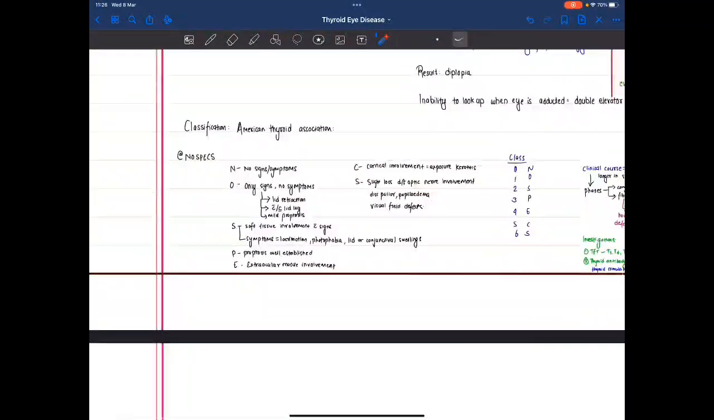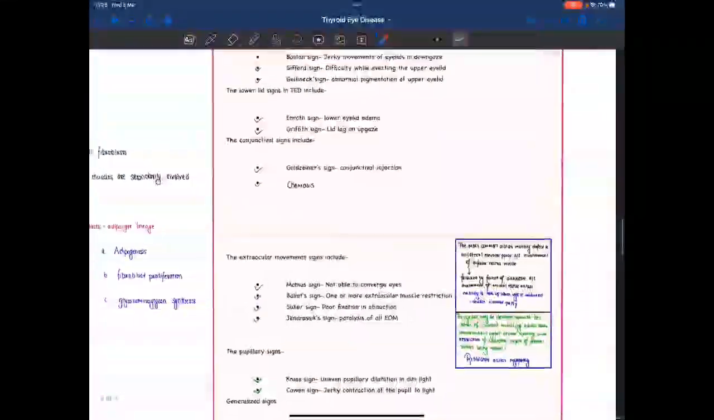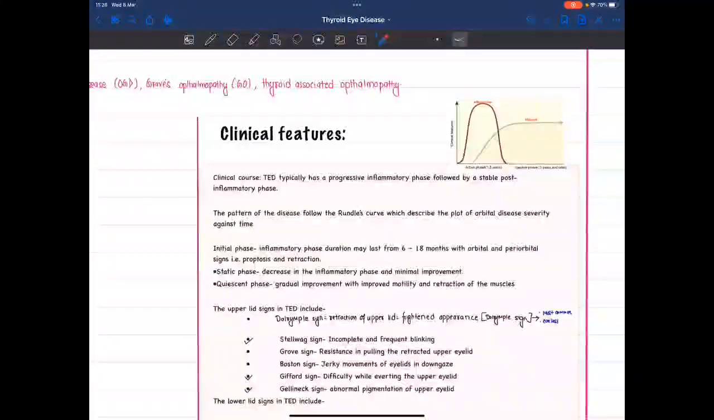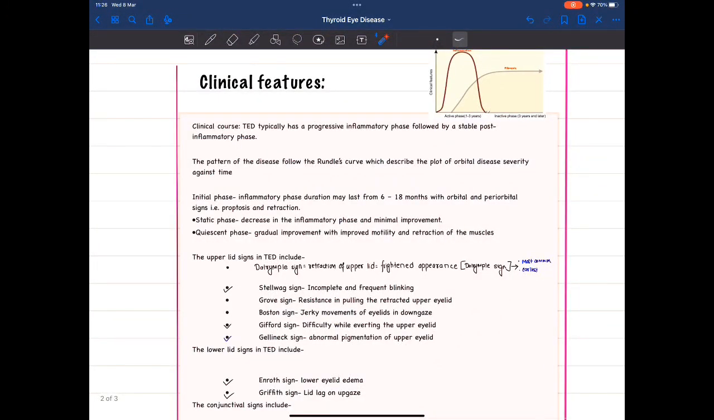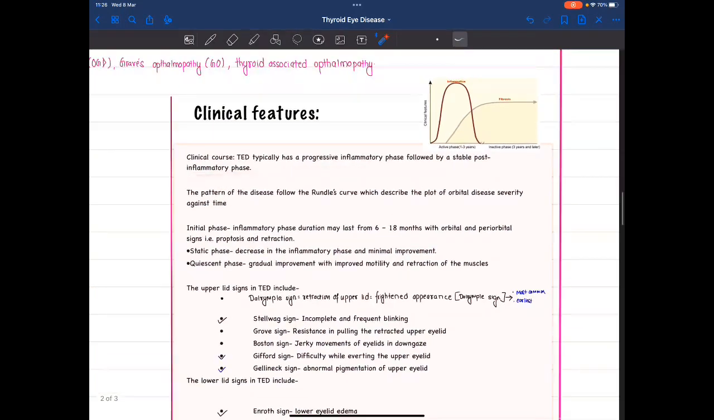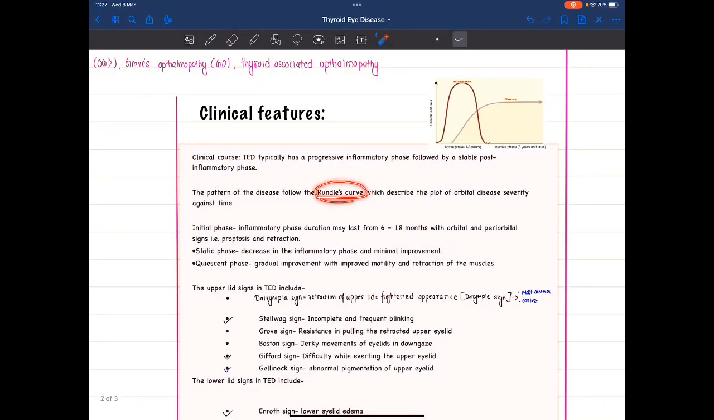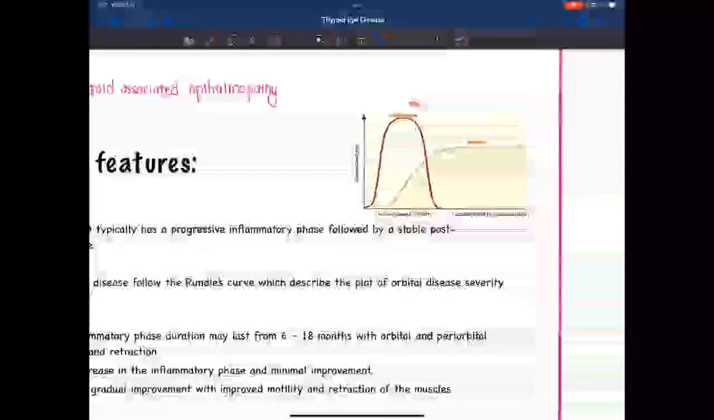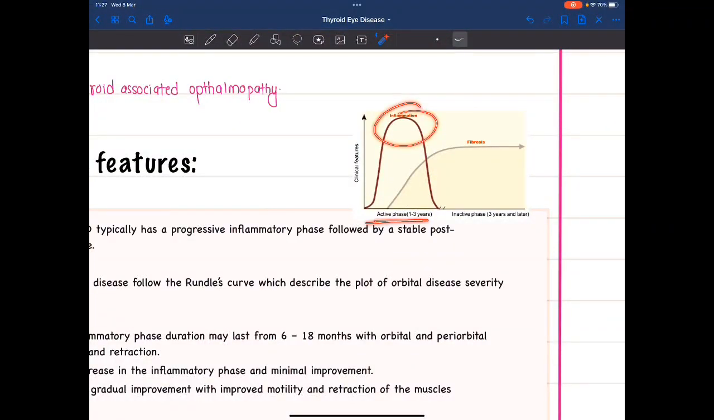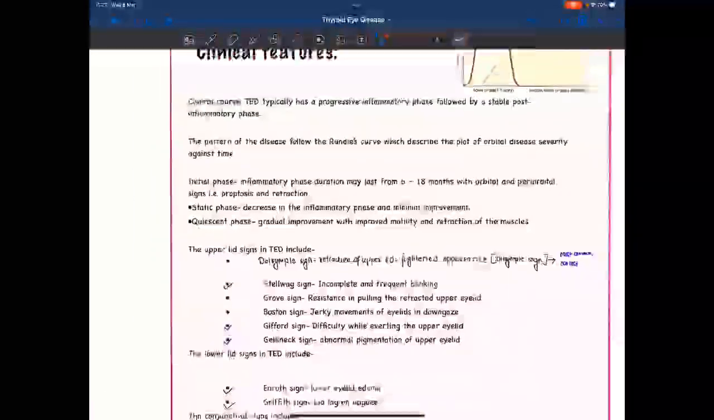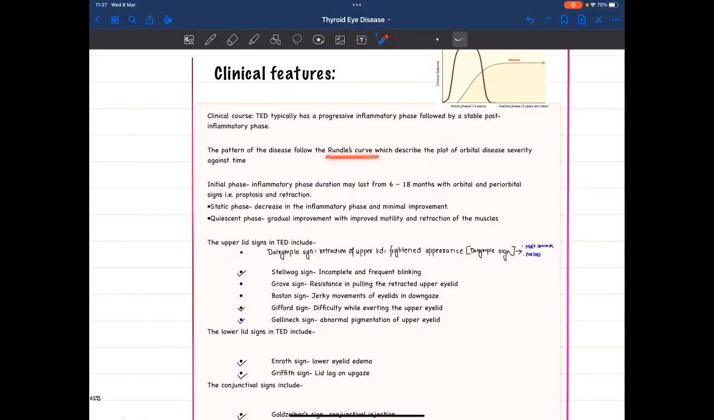So first let's look at clinical features. Thyroid eye disease typically has a progressive inflammatory phase followed by a stable post-inflammatory phase. This gives a Rundle's curve. First is the inflammatory phase, also known as the active phase, which occurs over 1 to 3 years, and after that there is an inactive phase, 3 years, and later the fibrotic phase. The pattern of the disease follows Rundle's curve, which describes the plot of orbital disease severity against time.